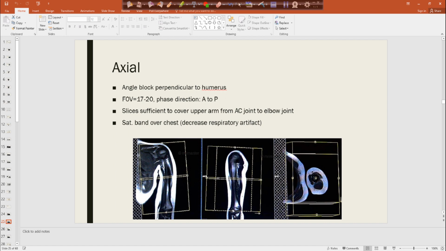Here with the axials, you are getting joint to joint, so you have to have a lot of slices. You could utilize that rectangular field of view. Your phase direction is going to be A to P, because you don't want any of the anatomy right to left wrapping into our image. Put a sat band over the chest for respiratory artifacts. But you see here, our phase direction is A to P, so there's nothing behind the patient and nothing on top, so nothing's going to wrap into the image. So just be mindful of your phase direction.